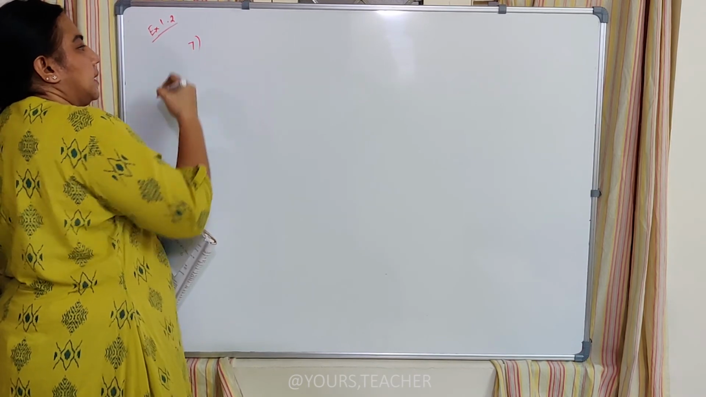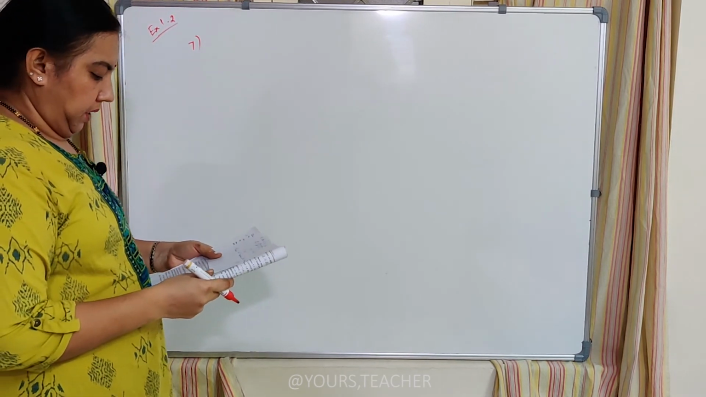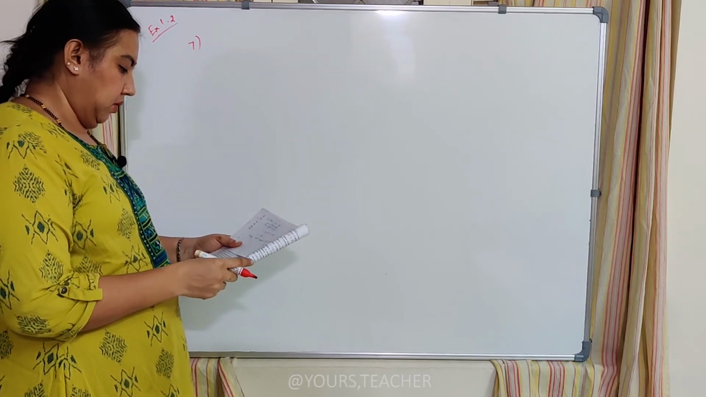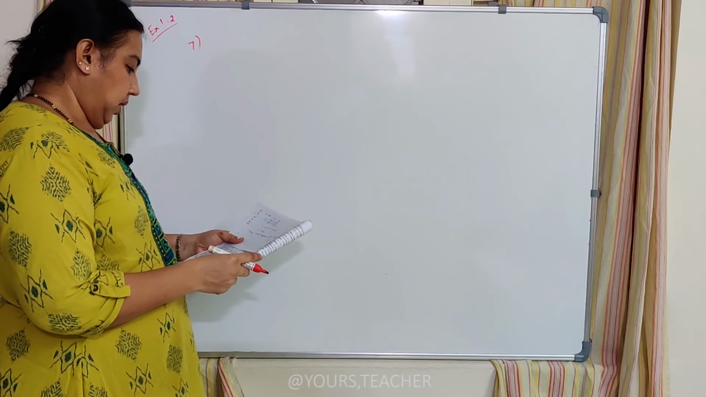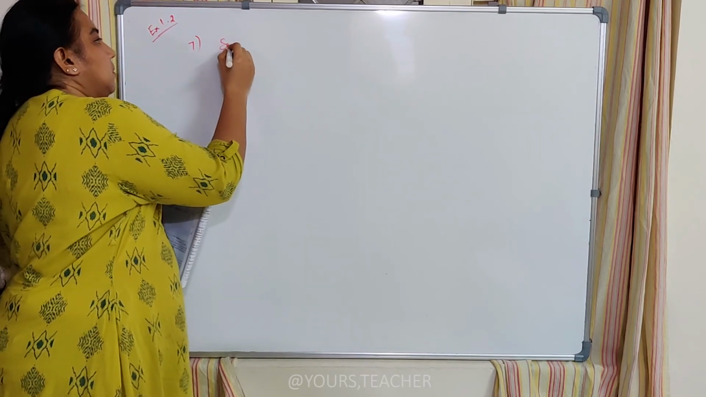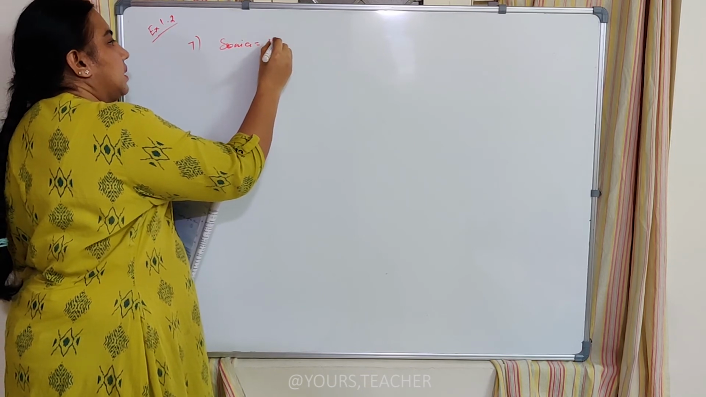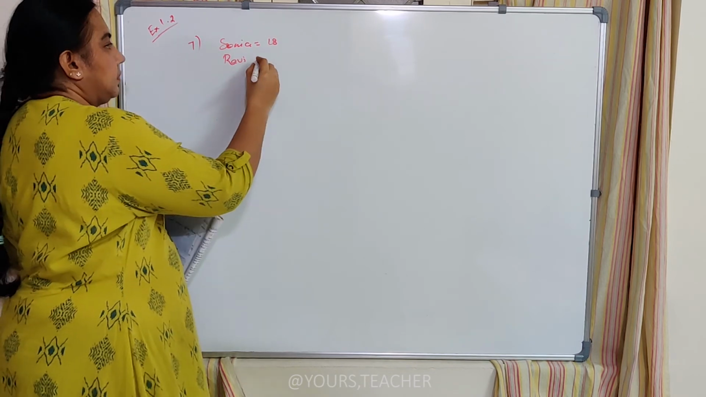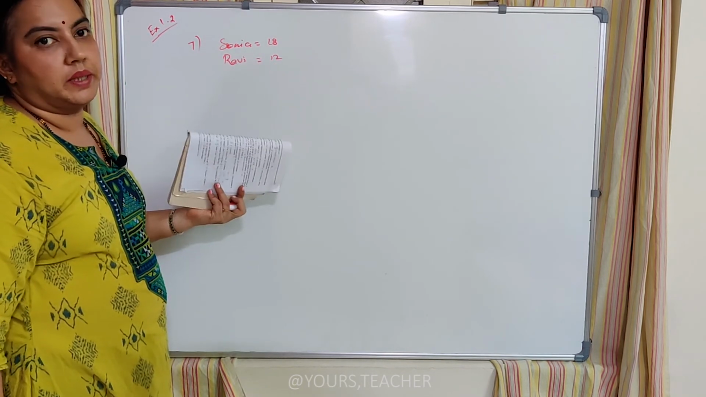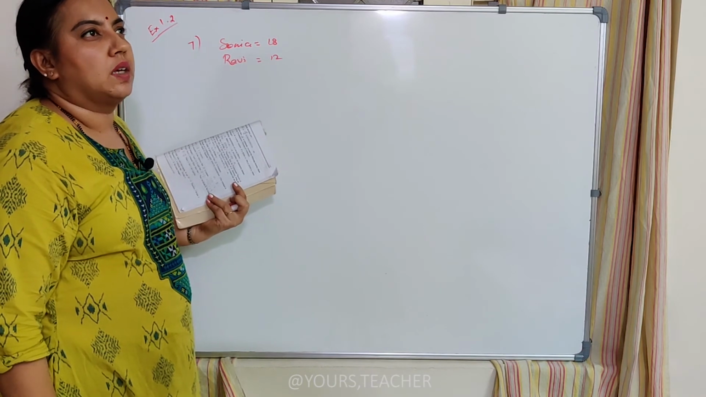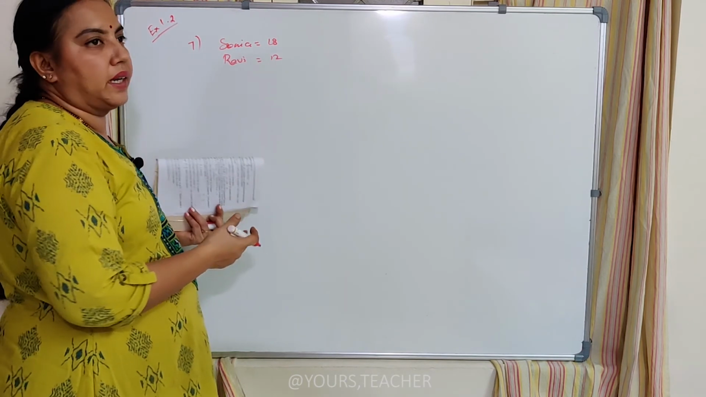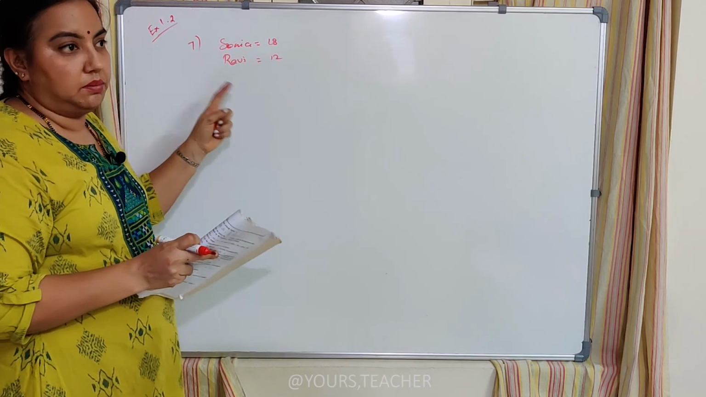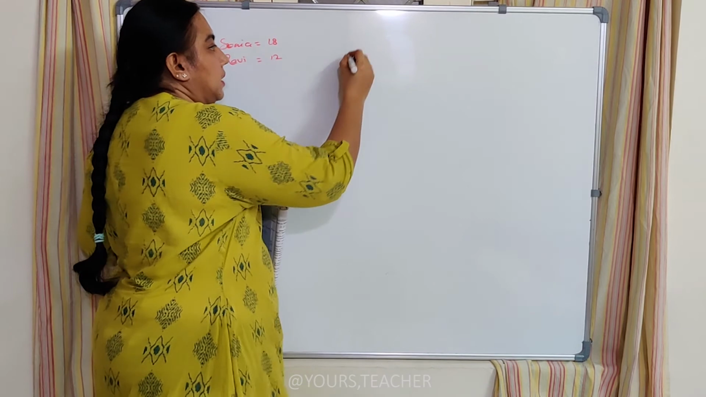The last sum in the exercise is a statement sum. It talks about 2 people, Sonia and Ravi. They are driving around a field. Sonia takes 18 minutes and Ravi takes 12 minutes. And you will be wondering what to find. We have to find at what time both of them come to the starting point.